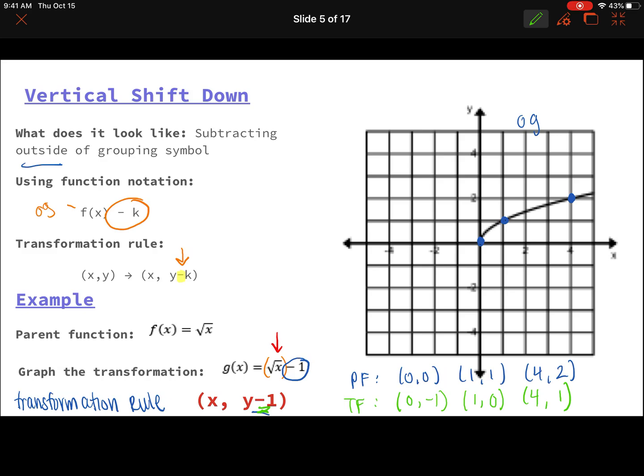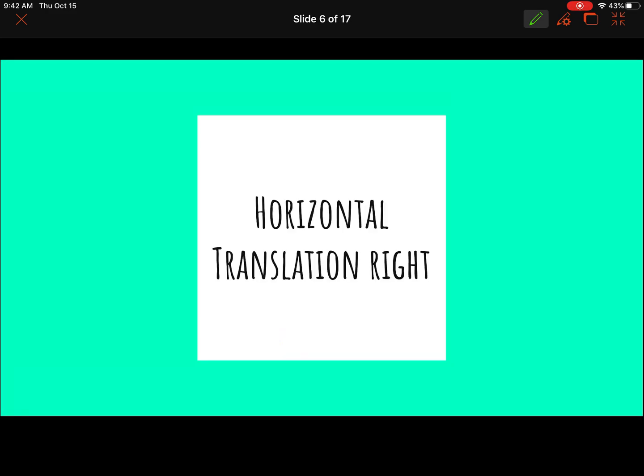I'm now going to go ahead and graph those. So 0, -1. So here what we could do is we could just move down 1. Or, like I said, we could point. So 1, 0, 4, 1. Then you're going to draw the same look-alike line, okay? So we want to draw the same shape of a line. So that's our vertical shift down, okay?